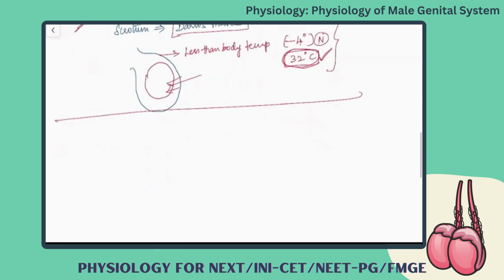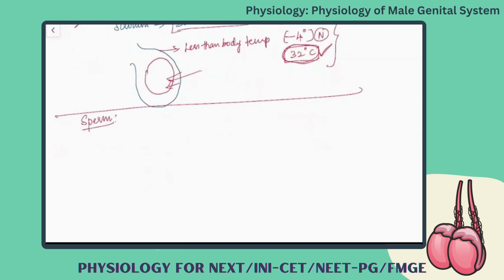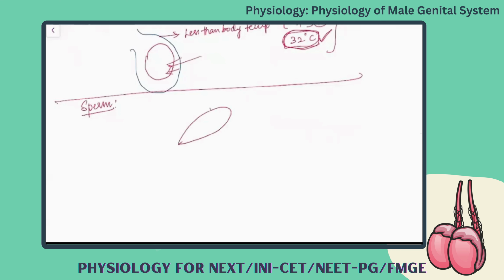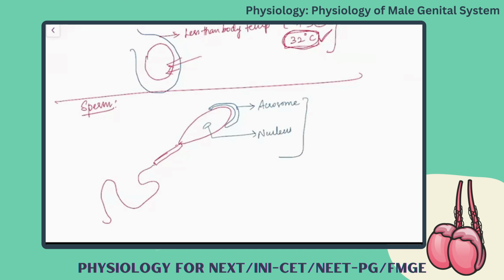And we will see the structure of mature sperm now. So what are the structures present in the sperm? Head, then midpiece and a long tail. Okay, so this head contains a cap like covering called the acrosome, and in the center you have the nucleus. The entire structure you call the head, then the midpiece and the tail.